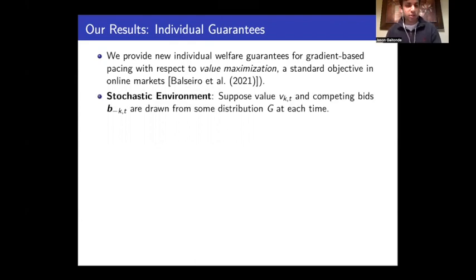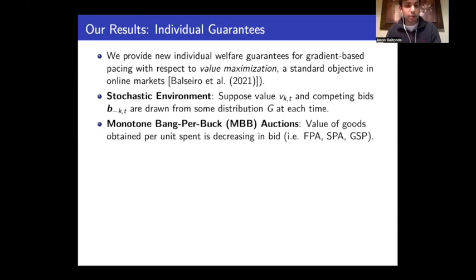And so the setting is as follows for these results. Suppose that for a given agent k, their value v_kt and the competing bids b_{-k,t} are drawn from some distribution G at each time t. So this is a stochastic environment because we're assuming that the competing bids are drawn from some distribution, possibly correlated with the agent's values. We're also going to assume that we're in what's called a monotone bang-per-buck auction. Informally, all we're saying is that the value of the goods you obtain per unit of spend is decreasing in your bid. This is a very natural property, and it holds in all these settings we've mentioned before: first price, second price, generalized second price.